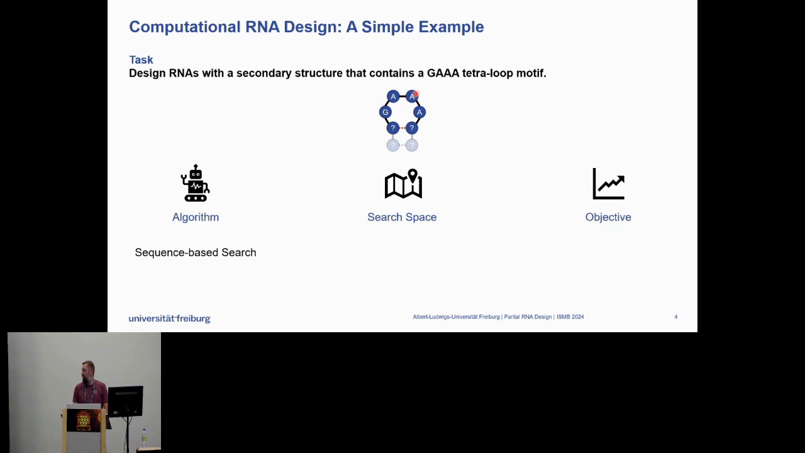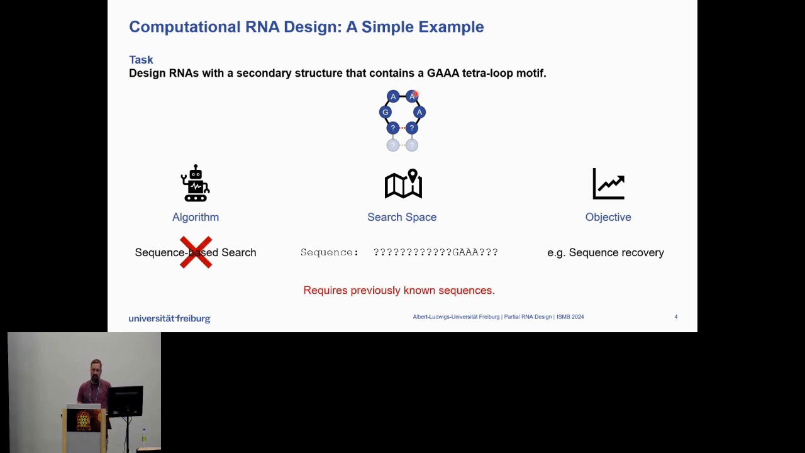For example, we might want to start with a sequence-based search approach. We can simply define a sequence search space here, and then the naive approach would be to assign random nucleotides to the masked positions. Of course, this is arguably inefficient, but we can also use, for example, a sequence recovery objective to train a model on a large set of sequences that already contain our motif. Unfortunately, of course, this requires that we have previously known sequences, a large set of them to train our model, which might not be available for all the different design tasks if we start something new.